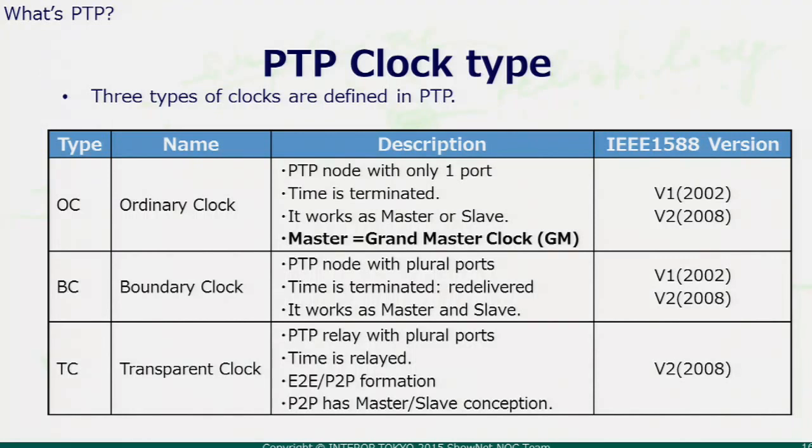And transparent clock, TC, is allocated between GM and slave, like BC, but acts differently. TC writes its internal delay information into PTP packets, and therefore slaves are able to detect the internal delay of TC. It makes possible to keep the accuracy of PTP packets distributed by GM. Boundary clock and transparent clock are mainly supported by switches and routers.